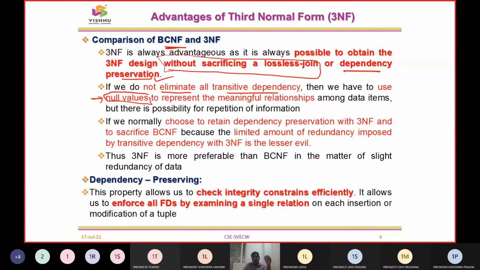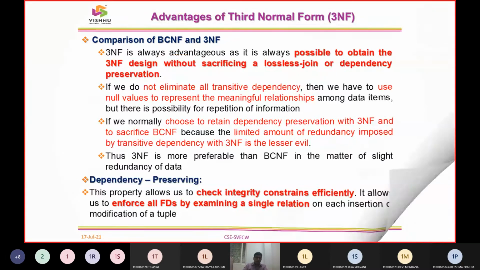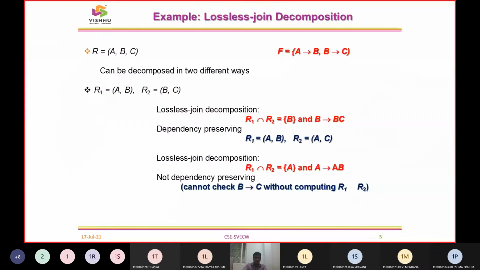So the basic concern why people look towards third normal form was dependency preserving. That is, it is going to make an integrity check, and thereby it is going to enforce all the functional dependencies over the set of relations.